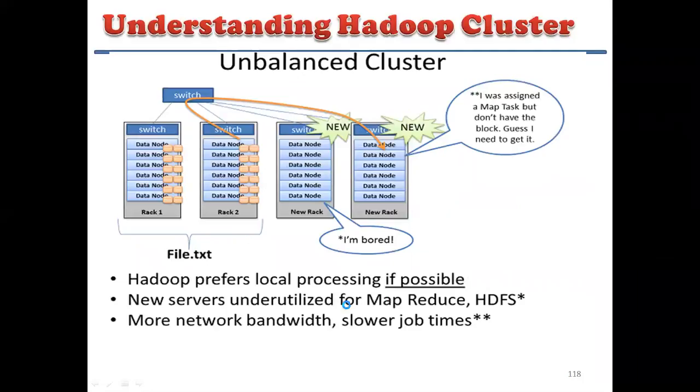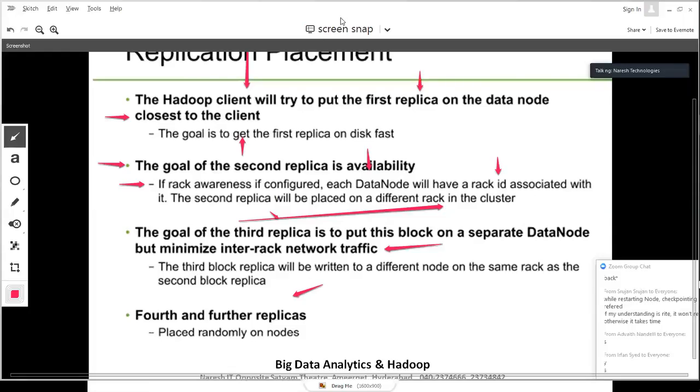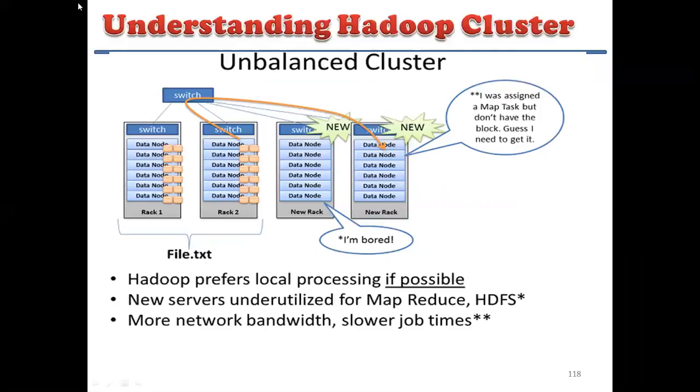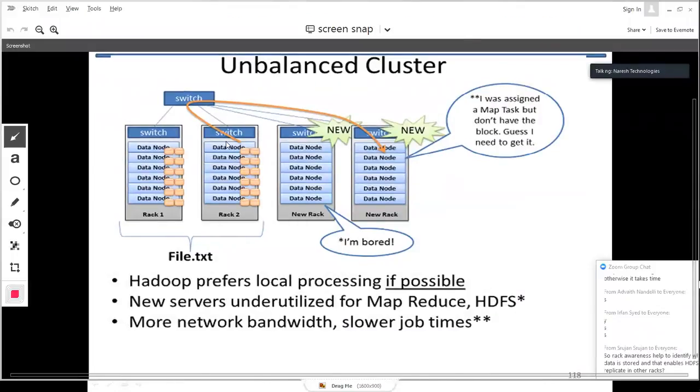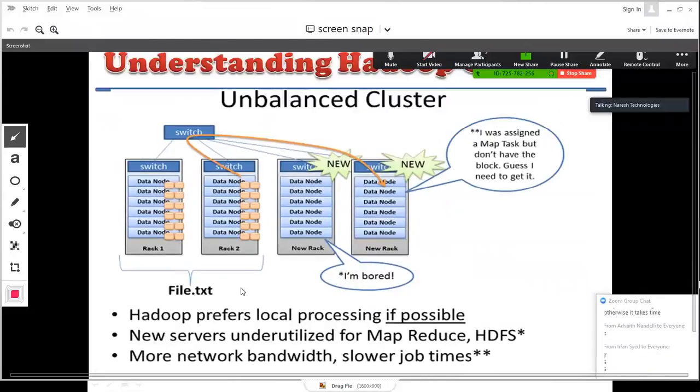So that is replication placement. Let's move on to the next topic, which is the unbalanced cluster, guys. Okay, so let's see what we have. Hadoop prefers local processing. What is local processing? Or Hadoop prefers data locality is another way to think of it, guys. Imagine on day 1, we have rack 1 and rack 2. There are about 10 servers there, and about 10 servers there, a total of 20 servers.